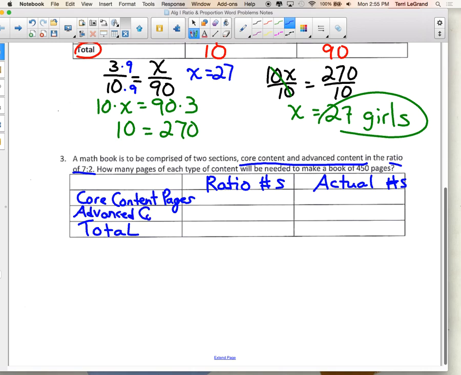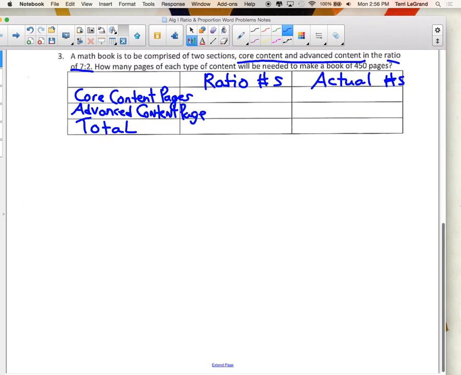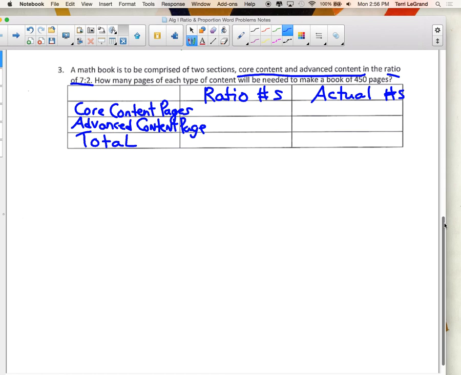So now we would not have to do our labeling in the proportion model because it's really getting done right there in our ratio box. And we're able to set up a proportion from our ratio box. Okay, fill in some information in that ratio box. Given that we have a ratio of 7:2, a book needing 450 pages in it, and we're supposed to find out how many pages of each type of content. So we're actually going to have two things to solve for, but we'll start by just solving for one.